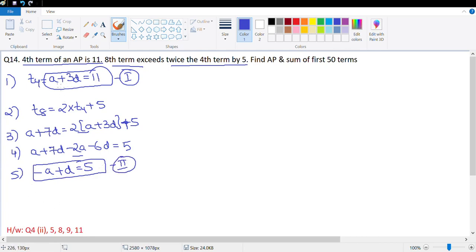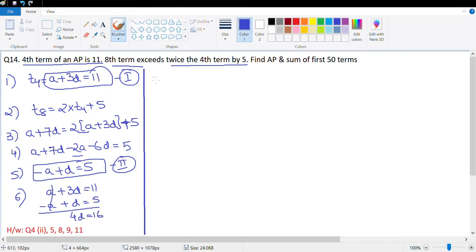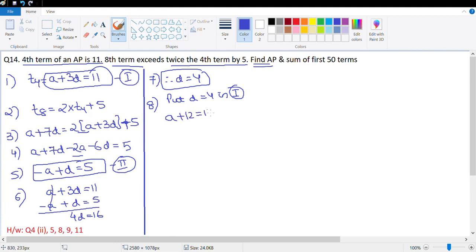I notice that the coefficient of A is equal and opposite in sign, which means I can add these two equations. A plus 3D is equal to 11. Negative A plus D is equal to 5. When I add them, 3D plus D, that's 4D is equal to 16. This tells us, therefore, D is equal to 4. To calculate the AP, I also need the value of the first term. So put D is equal to 4 in equation number 1, and I get A plus 12 is equal to 11. Therefore, A is equal to negative 1.